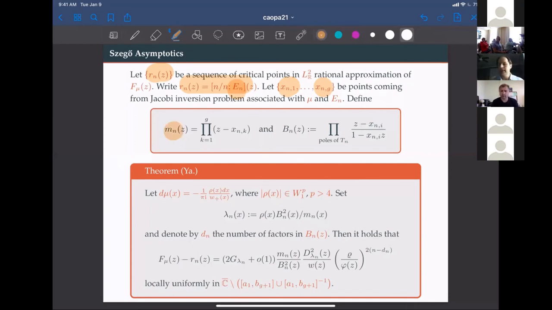That's an unfortunate point. Then let's construct the Blaschke product over the same points, but selecting only those points that are poles of T_n. The zeros of T_n are thrown away. And then my density with which I'm going to work now depends on n, and it's my rho divided by polynomial M_n and multiplied by the Blaschke product squared. So I need to know the poles to construct this density. And then the asymptotics are provided by the condenser Szegő function of lambda_n, then w, which doesn't depend on my approximants, rho divided by phi to the power 2n minus d_n, where d_n is the number of factors in the Blaschke product. And here again, I have M_n divided by the Blaschke product squared, which means again, I need to know the approximants to do the asymptotics, and that's an unfortunate part. And that one, I have not figured out how to get rid of that dependence on the approximant yet.